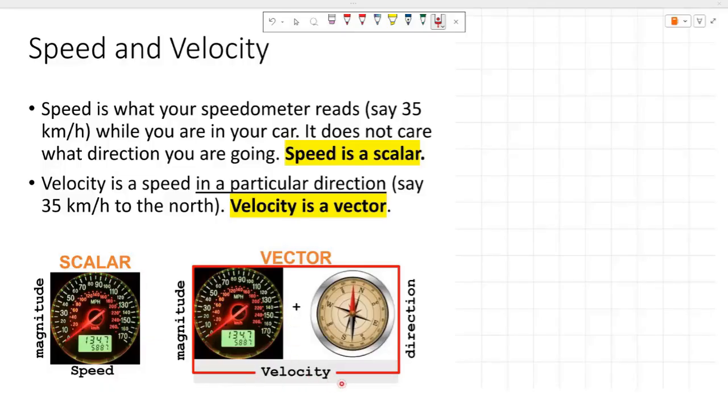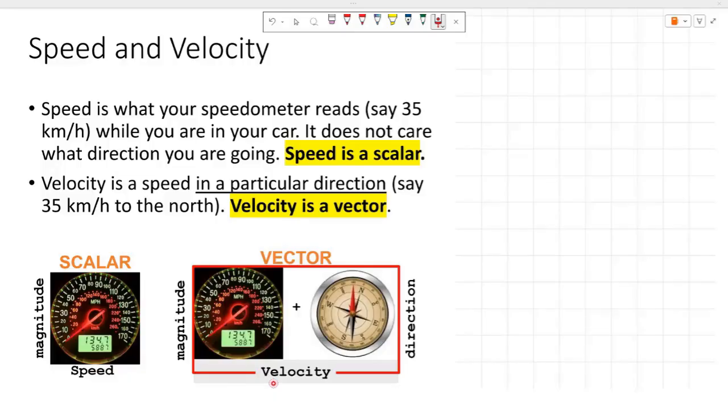But velocity, if you only say, hey, my velocity is 35 miles per hour, that's wrong. Remember on the previous slide, right? If you're trying to specify a vector quantity, you have to specify its direction. So you have to say, my velocity is 35 miles per hour to the north.